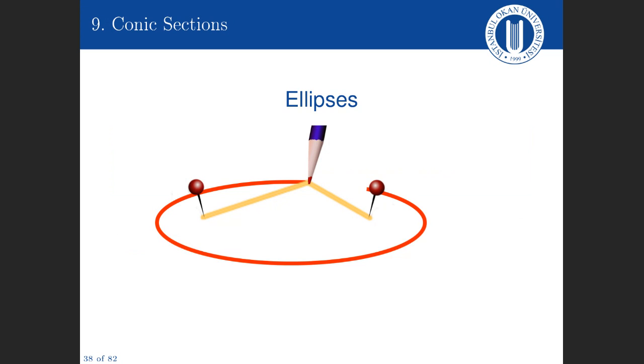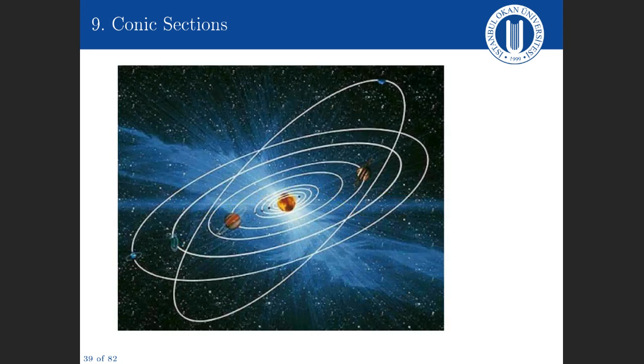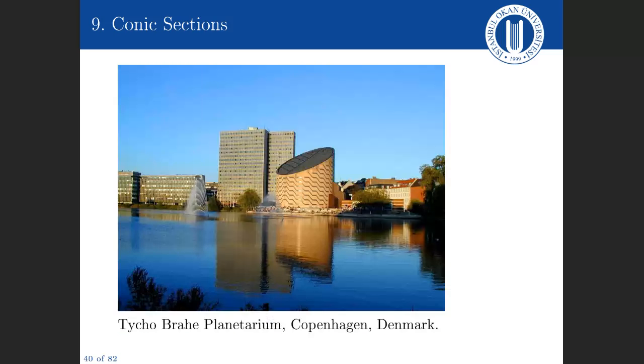Ellipses. Where do we see ellipses? If we had a piece of string which was attached to our paper using 2 pins, and if we used a pencil to draw around, we would have an ellipse. Ellipses are the orbits of the planets in the solar system, and we see them in architecture sometimes. For example, this building in Denmark has an ellipse on top of it.